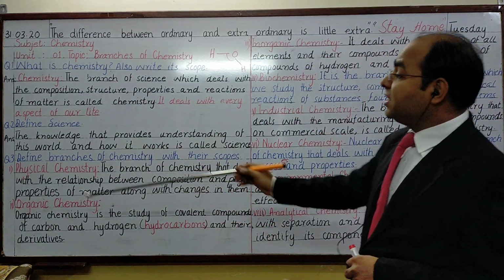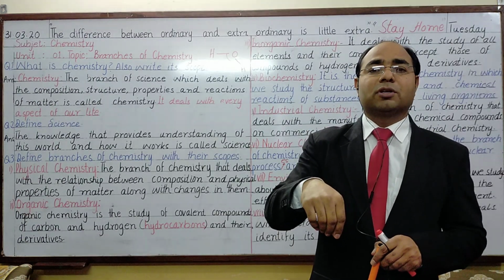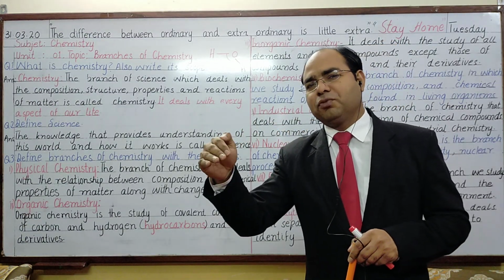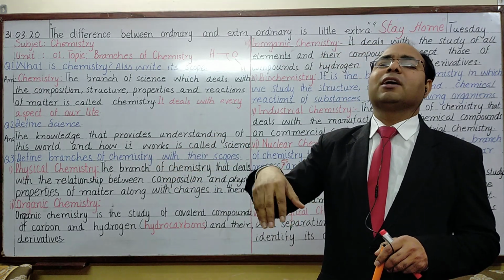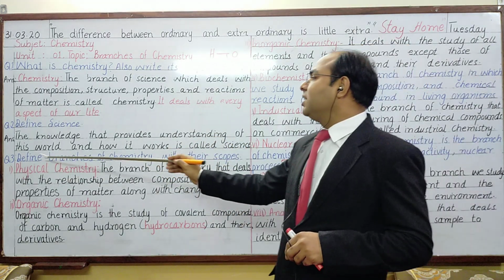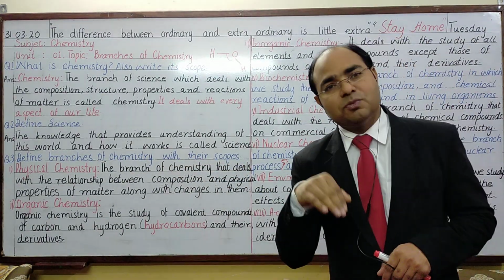Then I have written here question number 3, but most probably when you are writing it in your notebooks, you will be writing a separate question for each branch, because any branch can come in your paper as a short question. On the other hand, it can also come as a long question. But I have written: define the branches of chemistry with their scopes. That means with their uses and applications.